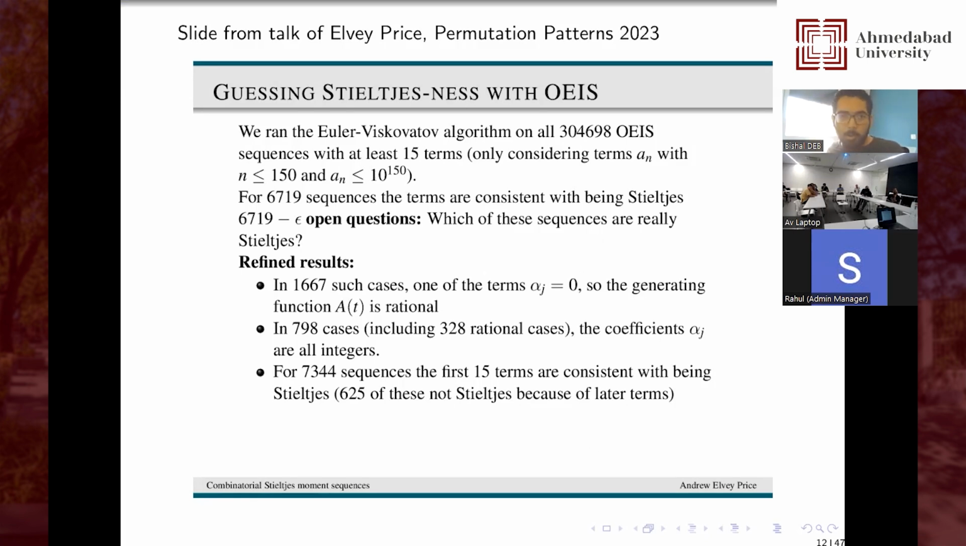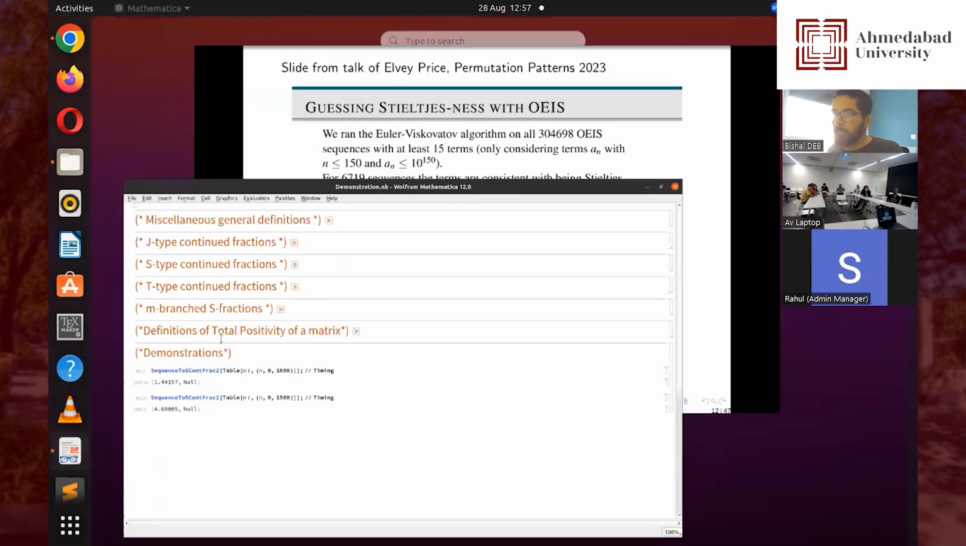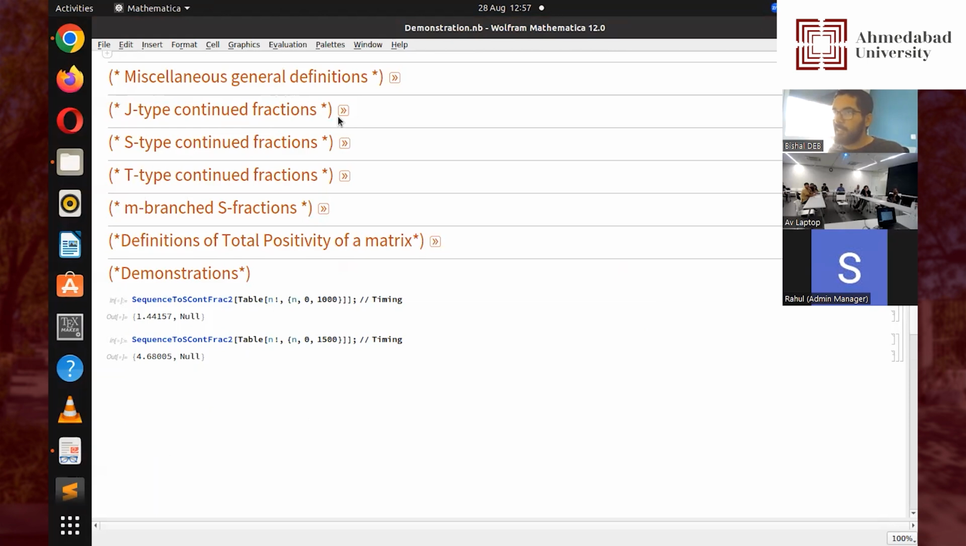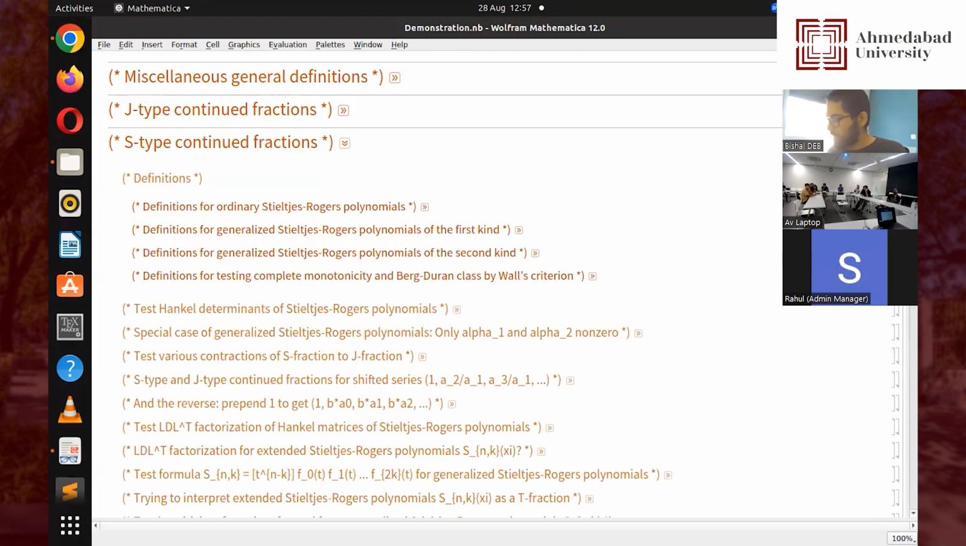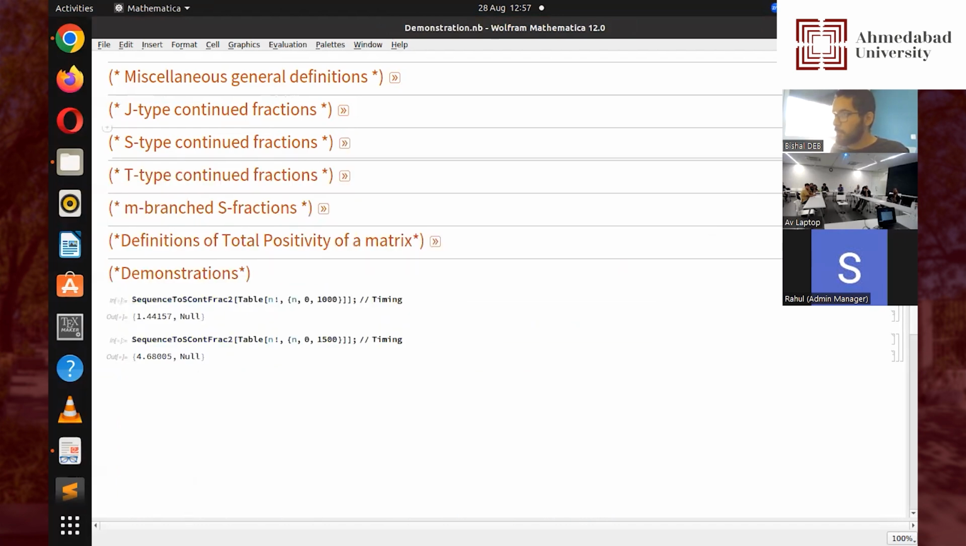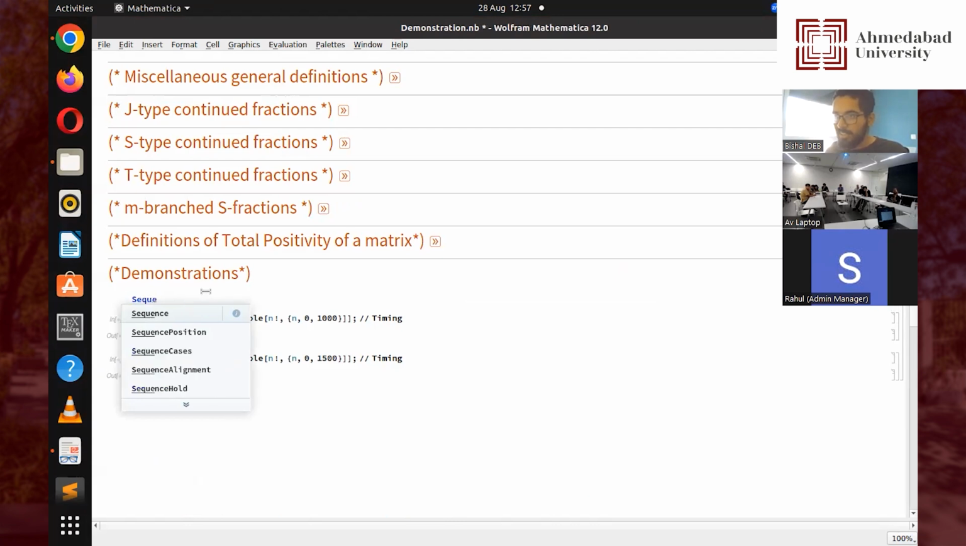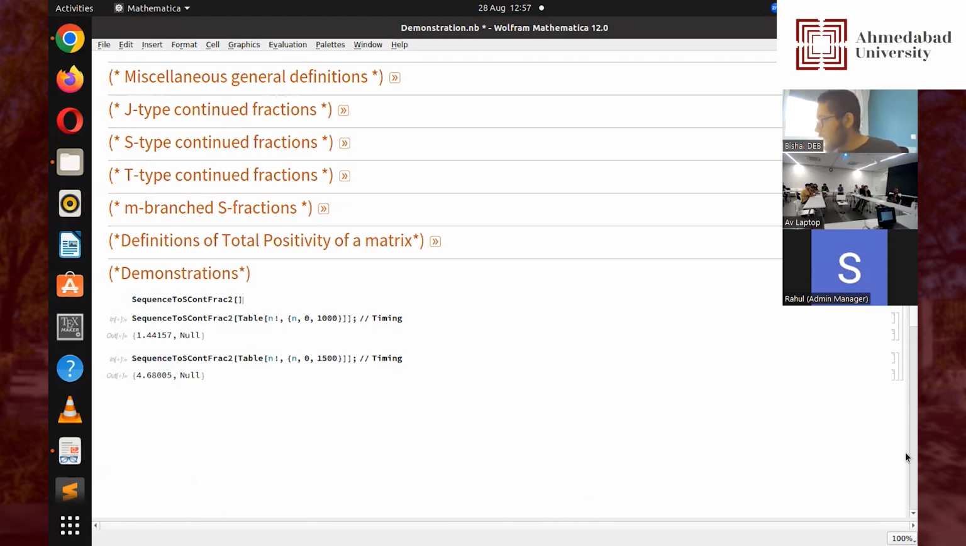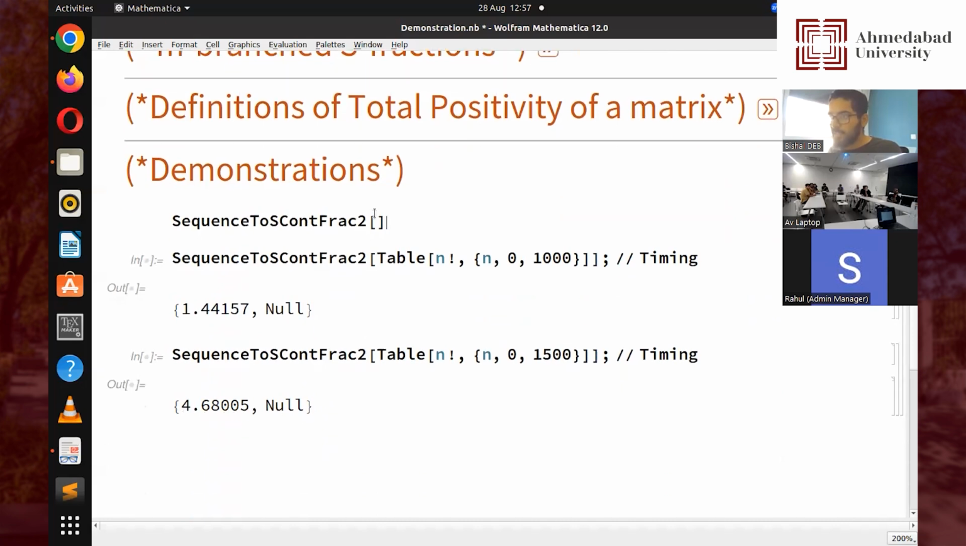So I want to show a demonstration now. Here I already have Euler's algorithm implemented in Mathematica. Let me just show you how fast it works. Can you increase the font size? Yes, I will. Thank you. Is this good now? Yes.